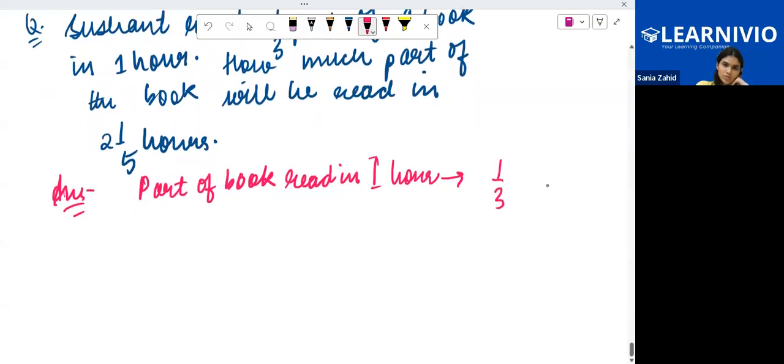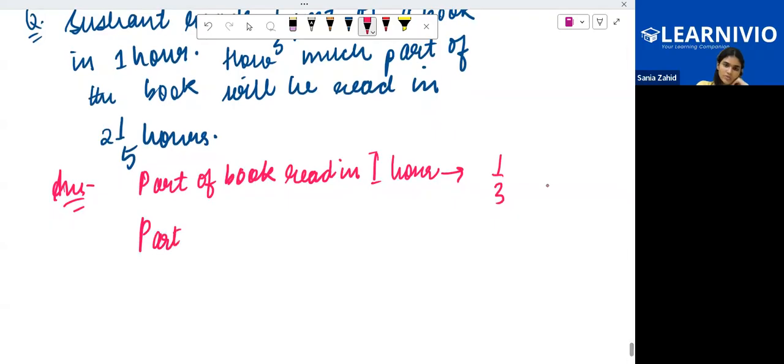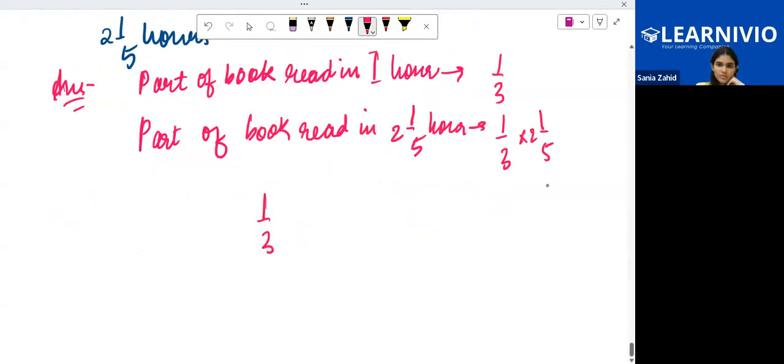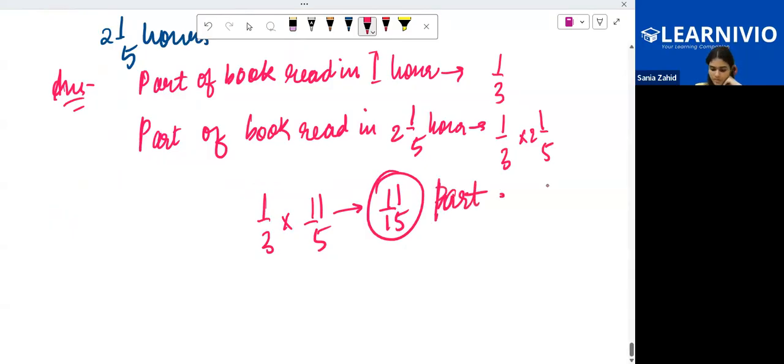How much part of the book is it? 1/3. Okay. Then part of book read in 2 whole 1/5 hours. What will you do? Ma'am, we will multiply 1/3 into the mixed fraction. Yeah, we will multiply 1/3 into 2 whole 1/5. So just solve it. 1/3 into 11/5. You have 11/15 part. Okay.